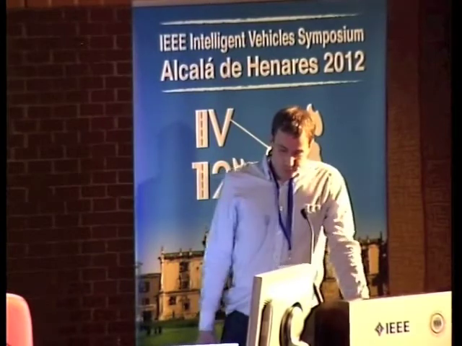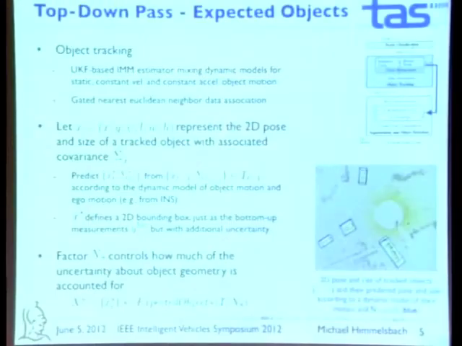So now we want to use knowledge about the tracked objects and where we expect them to be and how we expect them to look like. So to get this information, we need some object tracking, and I don't want to go into details about tracking. It's just an ordinary unscented Kalman filtering-based interacting multiple model estimator, where we mix standard models for the motion of objects.